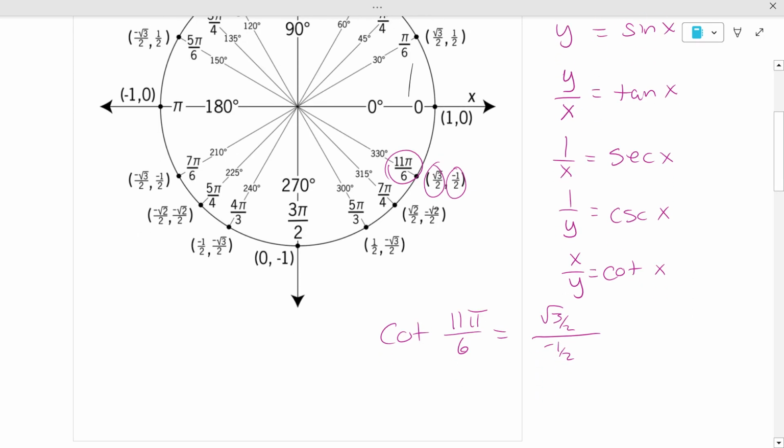That's a complex fraction, isn't it? How do we get rid of a complex fraction? Multiply by the denominator of the denominator. So you're going to multiply top and bottom by 2. So you get the square root of 3 over negative 1, which is negative square root of 3. That's the cotangent of 11 pi over 6, using the unit circle. Are we good with this?